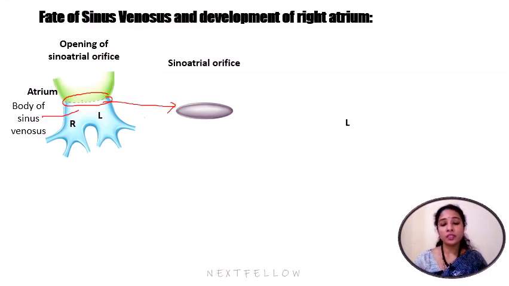At first the sinus venosus and the primitive atrium are in open communication with each other, and this communication is called the sinoatrial orifice. It is transverse and located in the middle of the posterior aspect of the atrial chamber, and it has two horns of equal size in the beginning.